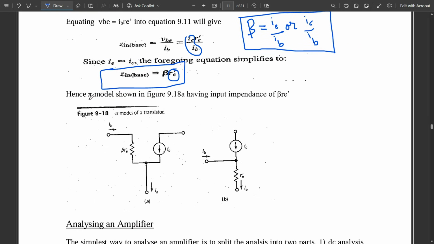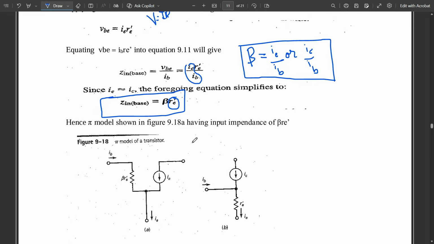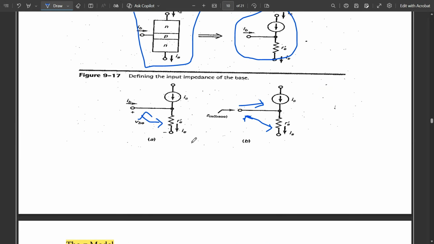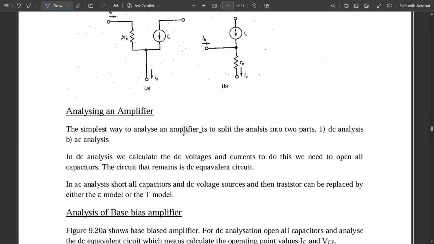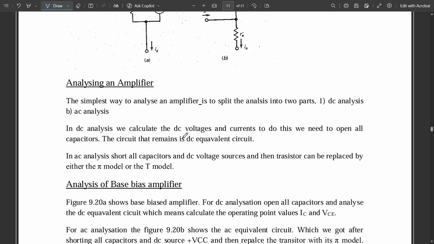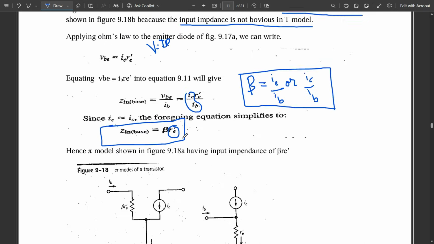So how is the pi model drawn here? This is the base terminal IB, this is the impedance, that is beta RE dash, this is the IC collector current, and this is the emitter current. If you compare it with the T model, the pi model would look somewhat like this. So this was all about the pi model and T model of a transistor. Analyzing them in different amplifiers we are going to see in the next video. So stay tuned for that.